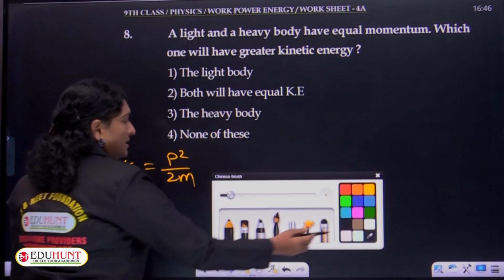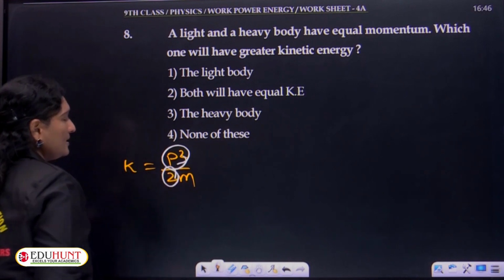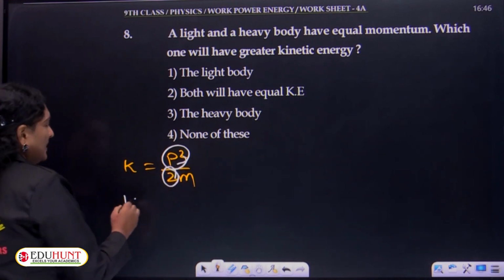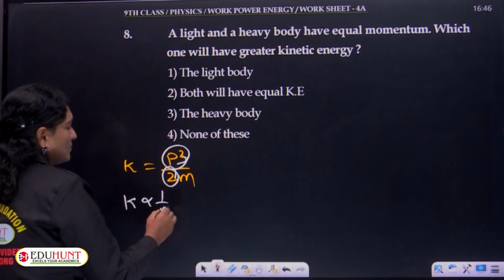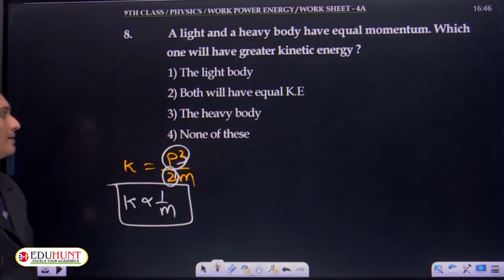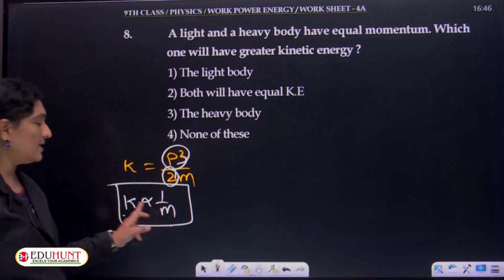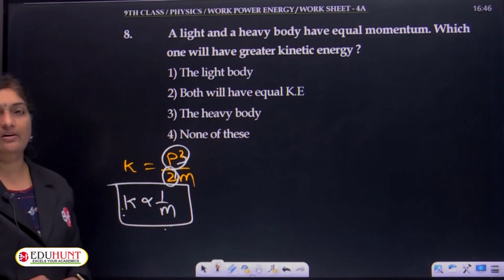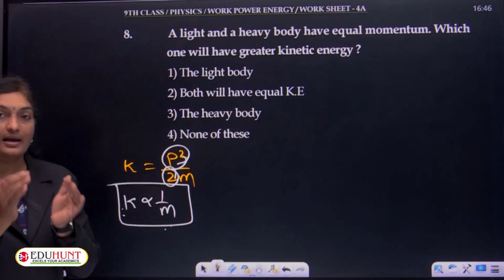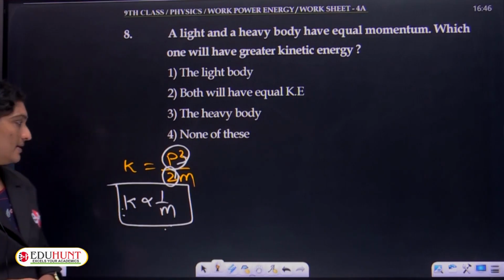Given condition is they both have equal momentum. So P is equal and 2 is constant. So clearly KE is inversely proportional to mass. Whenever KE is inversely proportional to mass, it indicates that the larger the mass, the lesser will be the kinetic energy, and the lesser the mass, the larger will be the kinetic energy. Inversely proportional. Less mass, more kinetic energy. More mass, less kinetic energy.